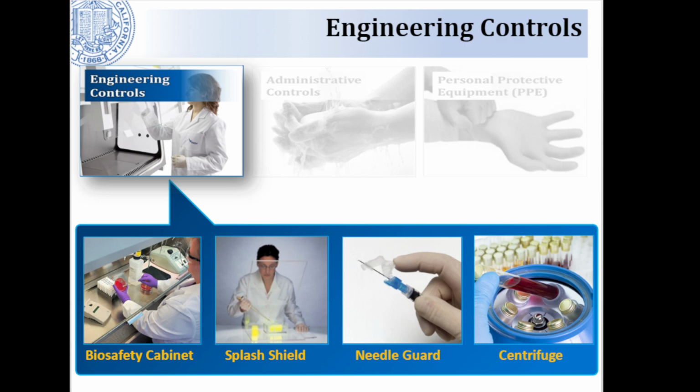Safer sharps devices, such as needle guards or retractable syringes, should be used to minimize accidental needle sticks. Aerosol-tight centrifuge cups and rotors should be used to contain aerosols generated during centrifugation. Additionally, mechanical devices should be used whenever possible to avoid direct contact with infectious materials.